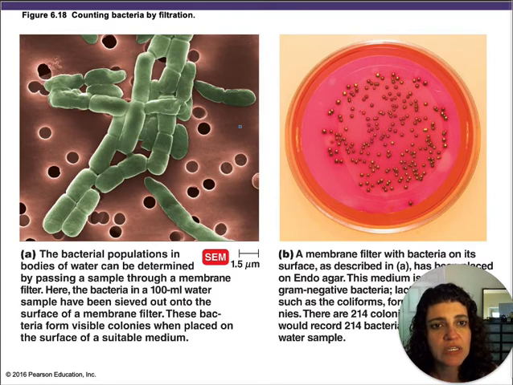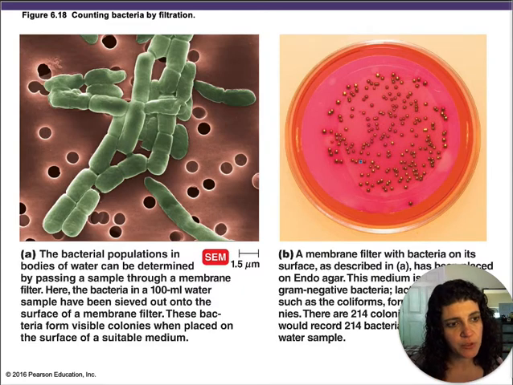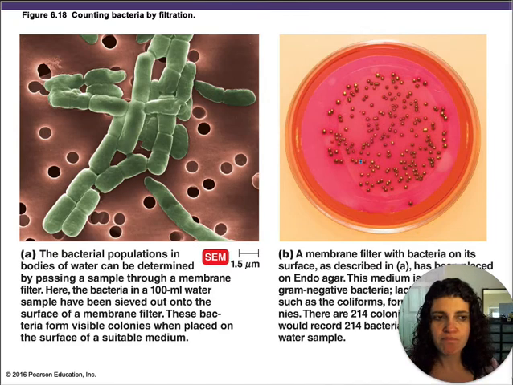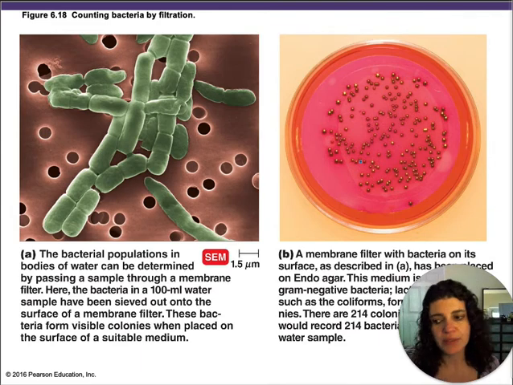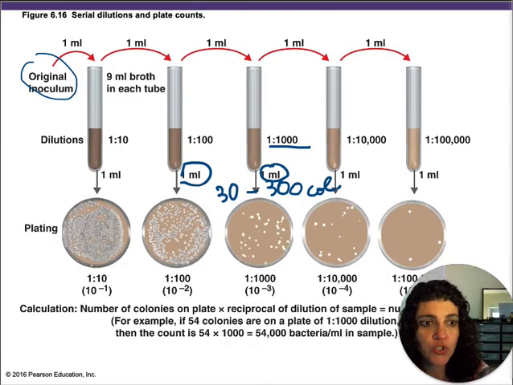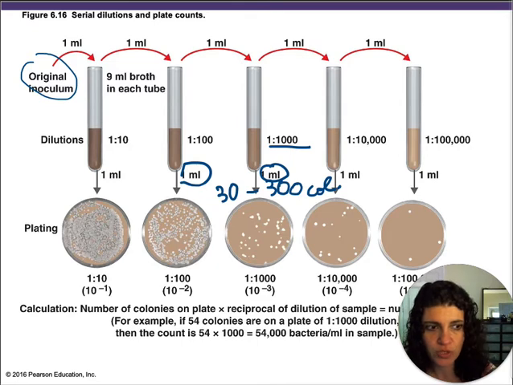So filtration is used for when you have a low density of bacteria in your sample. And then you filter and you're concentrating them, and then you put them upside down in the agar medium, and then you let them grow. So the difference between filtration and serial dilution and plate count is that here you have a low concentration of bacteria in your sample. In the previous one, in the plate count, you have a high concentration and you need to dilute it to be able to count, and then multiply back to get to the original inoculum concentration of bacteria.